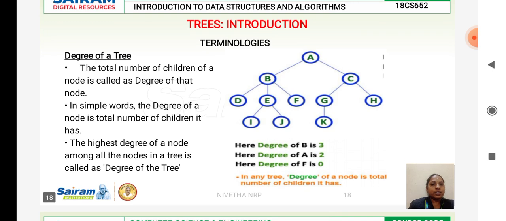Next is the degree of a tree. Degree is nothing but the total number of children of a node. For example, the degree of A is 2. It has 2 children, B and C. So the degree of A is 2, and B has 3 children, so the degree of node B is 3. Similarly, C has 2 children, so the degree of node C is 2. The degree of G is 1. And for F we don't have any further child, so the degree of F is 0. And for E we have 2 children, so the degree of E is 2.